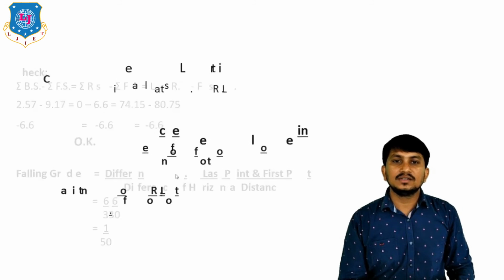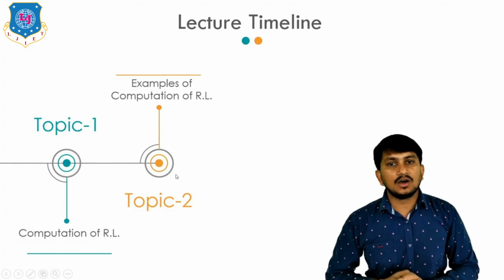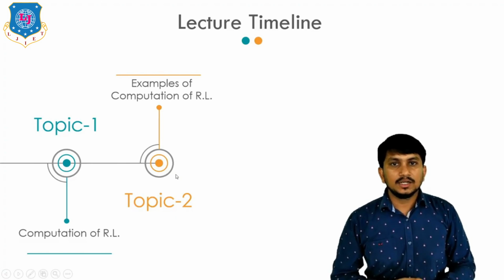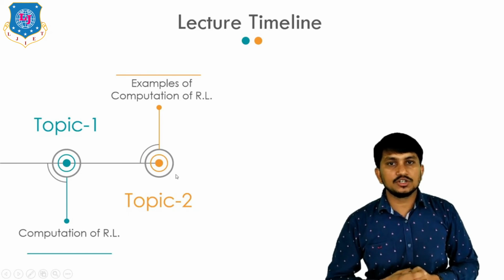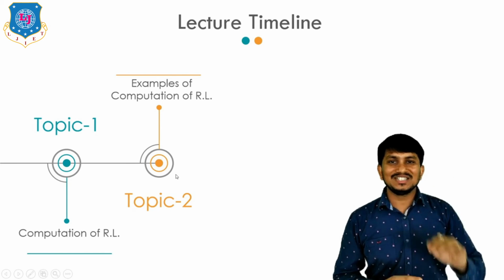That's all about the various types of examples of computation of RL. I hope you all understand the two methods of computation of RL, which are the HI method and the rise and fall method. See you soon in the next lecture.